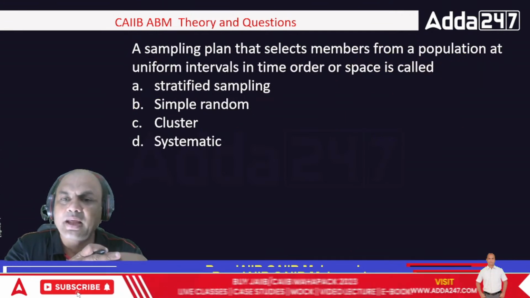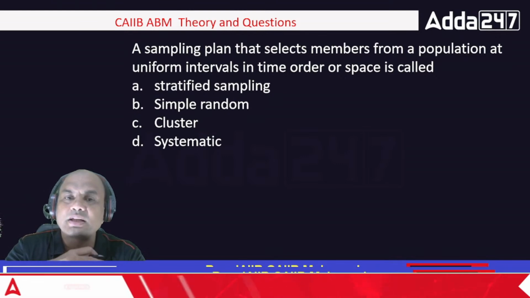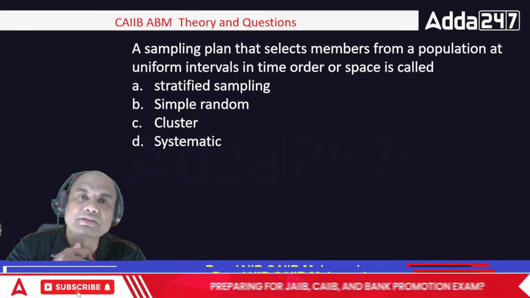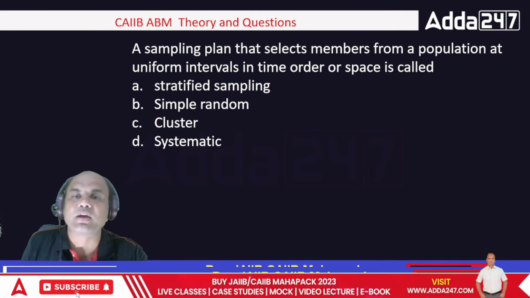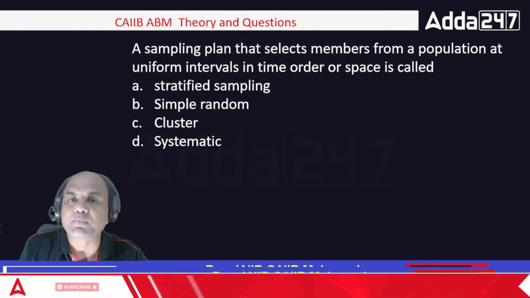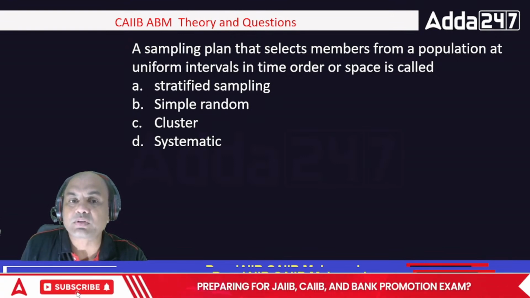A sampling plan that selects members from the population at uniform intervals in time order or space is called as. Okay, just now I gave you, everyone answer me. What were the 4 types of probability sampling I gave you? What were the 4 types?